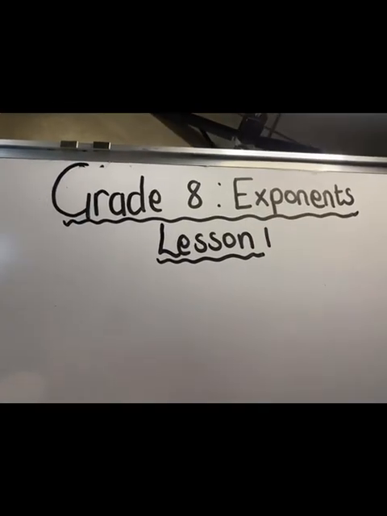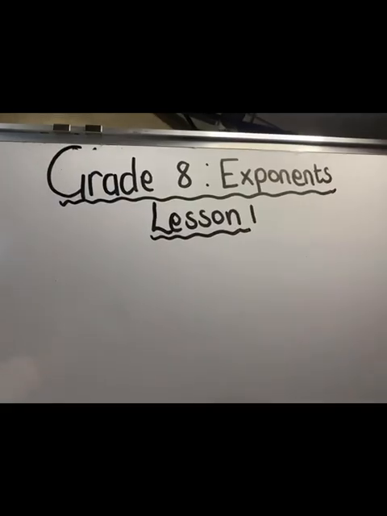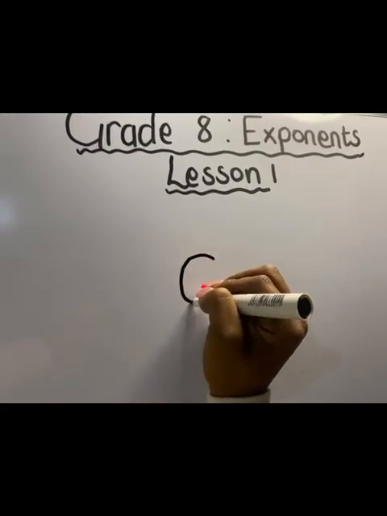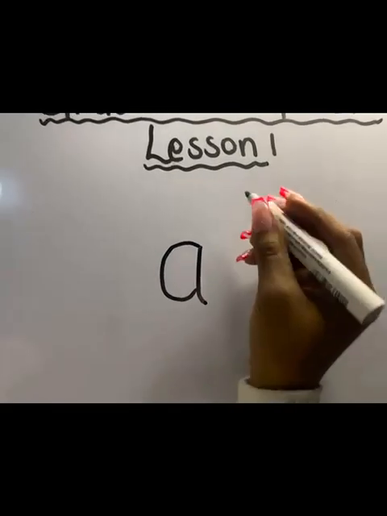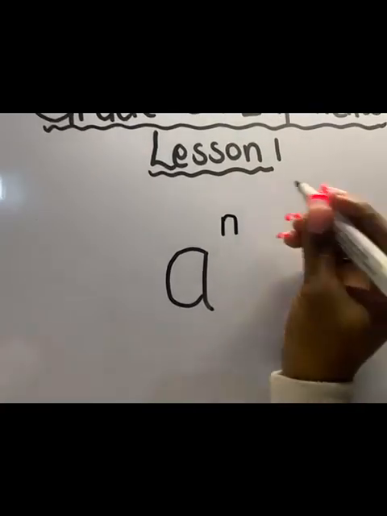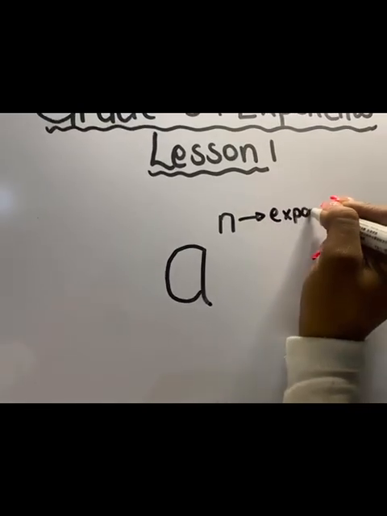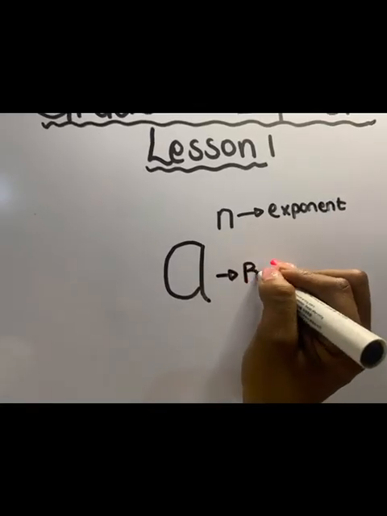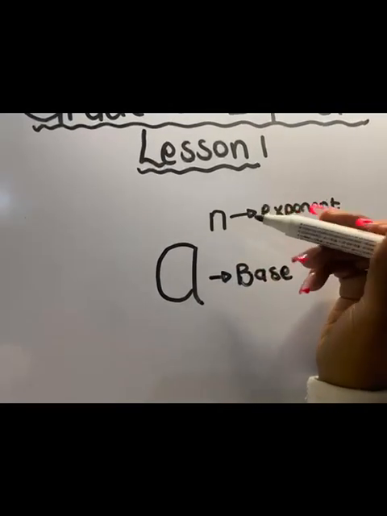So what are exponents? But before I explain that, I actually want to write it down so that you see what I'm talking about. Here we have what we call a base. Then on top, we have what we call an exponent. So this is called an exponent, and this is called a base. Do you see that the exponent here is a subscript?